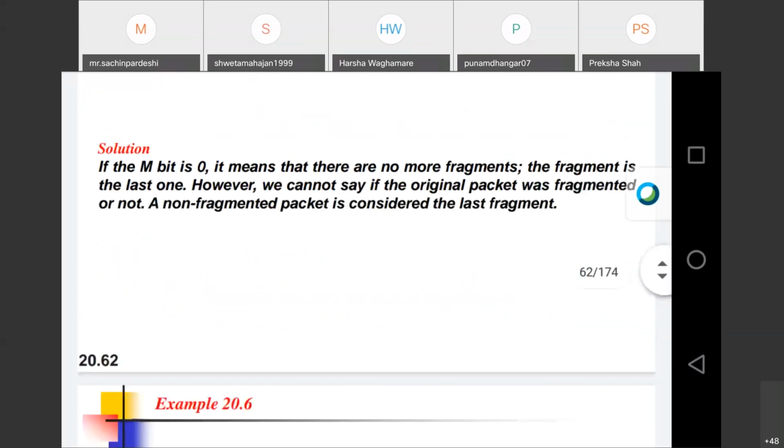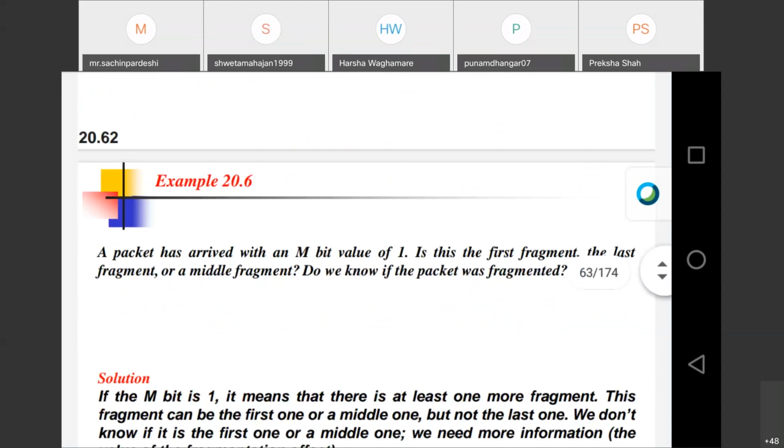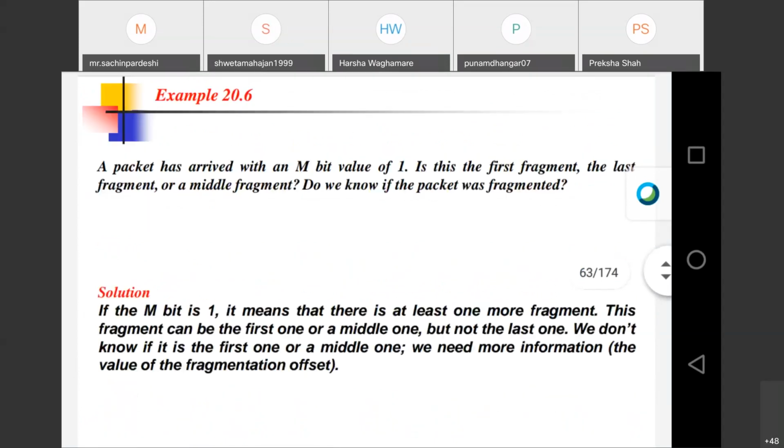Next problem: a packet has arrived with an M-bit value of 1. Is this the first fragment, the last fragment, or a middle fragment? Here M is equal to 1, which means more fragments are available. So it can be the first fragment or a middle fragment, but definitely not the last fragment. We cannot identify whether it is the first or a middle fragment because the offset value is not given.